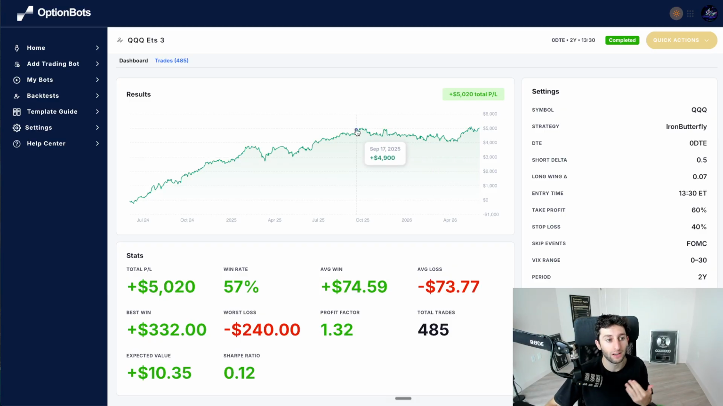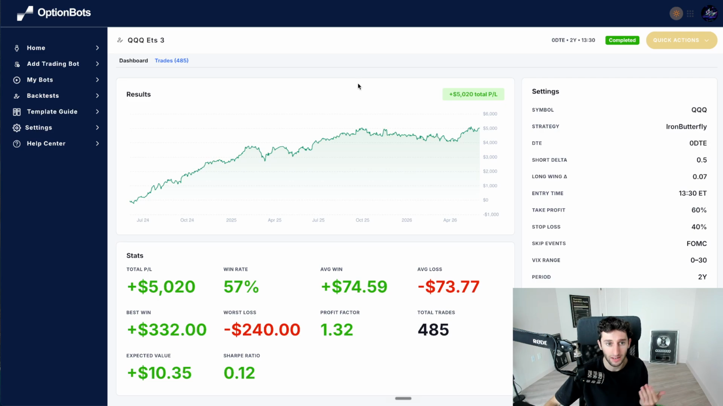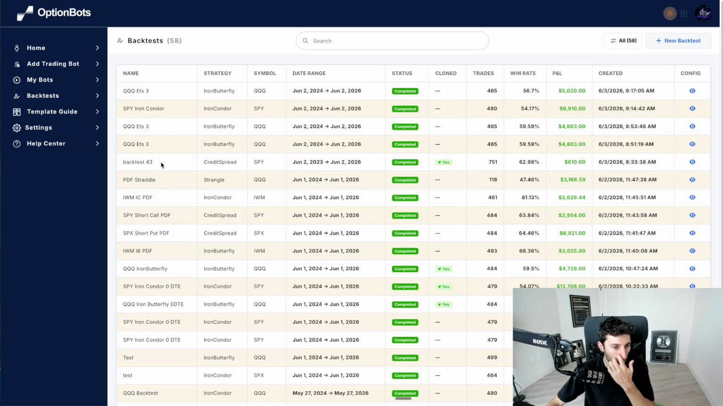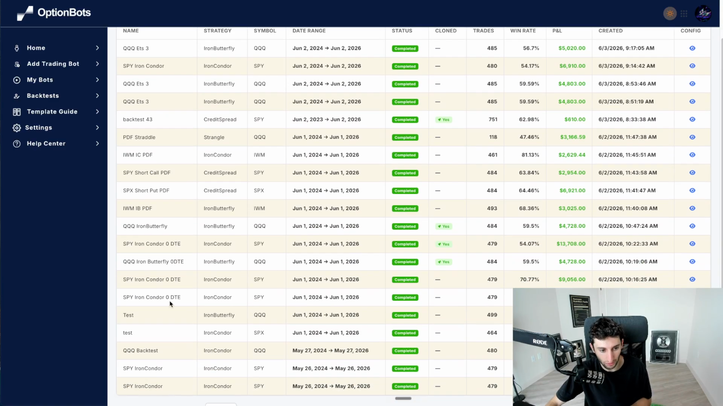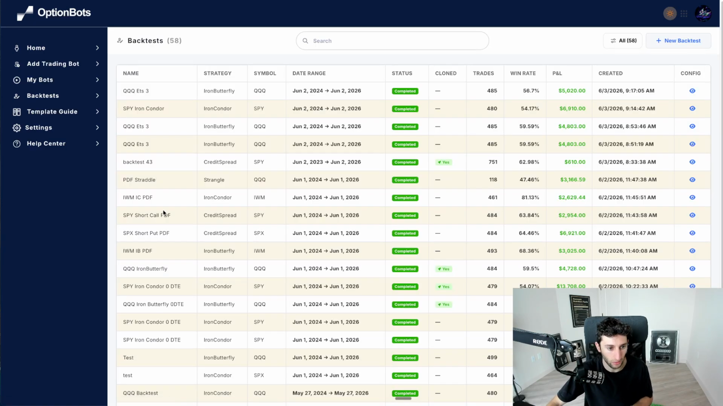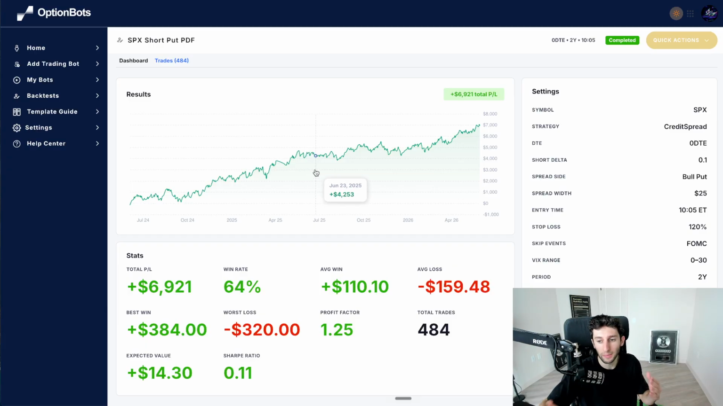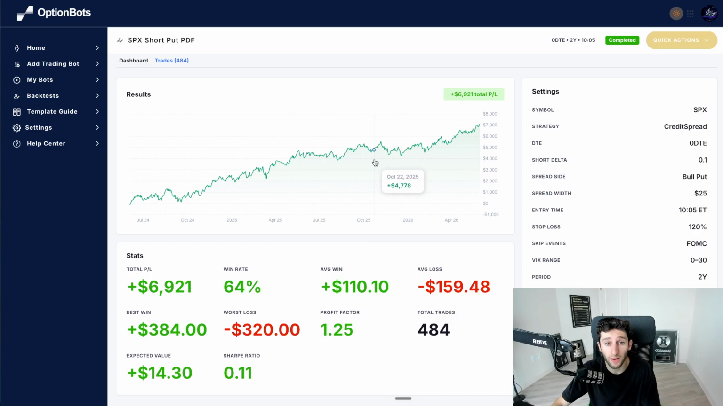Now anybody can run a bunch of 0DTE bots, and 0DTE bots just work better than the 1DTE or 7DTE bots in general. This is huge because on our platform, you can see this is one of our backtests that we ran. We have a bunch of bots on here, like all of these SPY Iron Condor 0DTEs, and they perform really well. These are all 1DTE. In fact, if I go back to some of these SPX short put credit spreads, these are automated trading bots I get in every day on my broker, and I wouldn't be able to trade this unless I had $25,000.